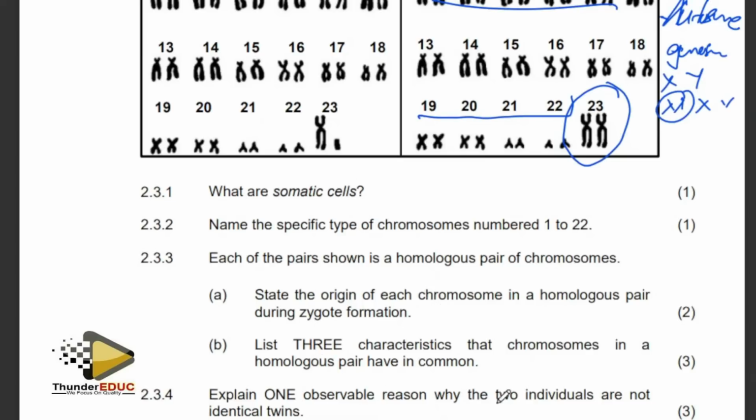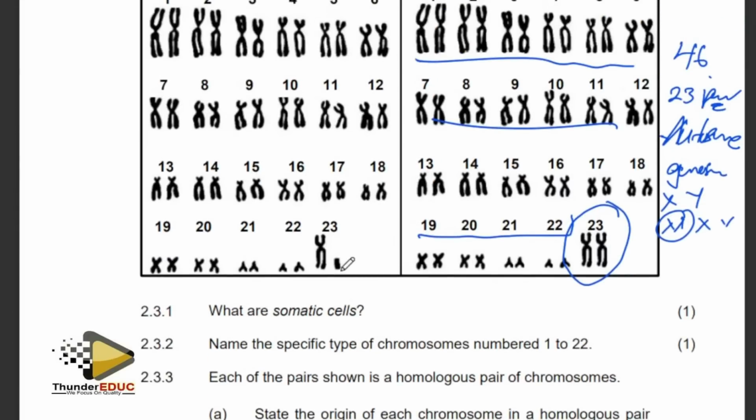Explain one observable reason why these two individuals are not identical twins. Why are these ones not identical twins using this karyotype? These are not identical twins. Why? Because this is a male and this is a female.